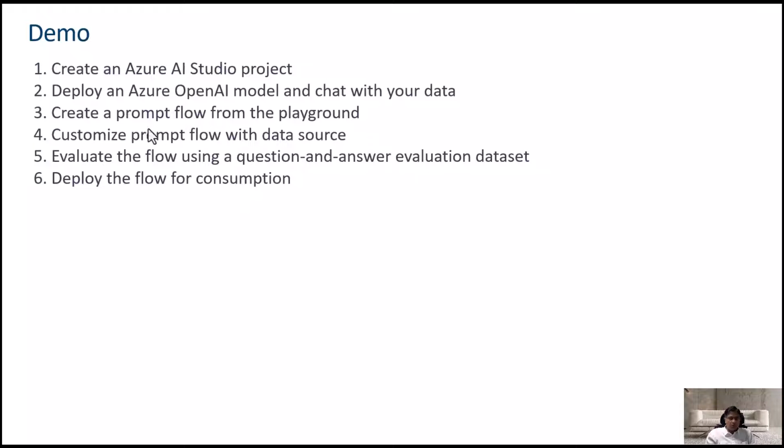Let's jump to a demo to understand the whole concept I have just explained. In this demo, let's understand what we are going to achieve and the steps involved. First, we are going to create an Azure AI Studio project. Then we will deploy an Azure OpenAI model and chat with your own data. First of all, we will chat with the Azure OpenAI model. Then we will create a prompt flow from the playground, and we will customize this prompt flow with your own data source. In this case, we are going to use a blob storage.